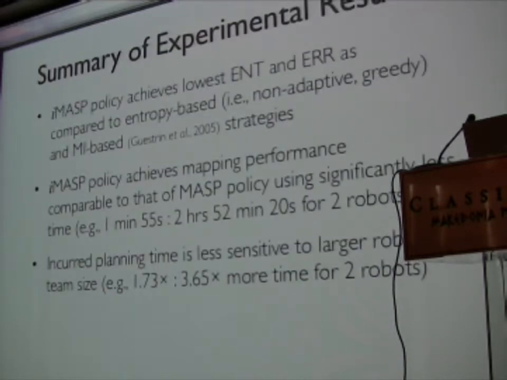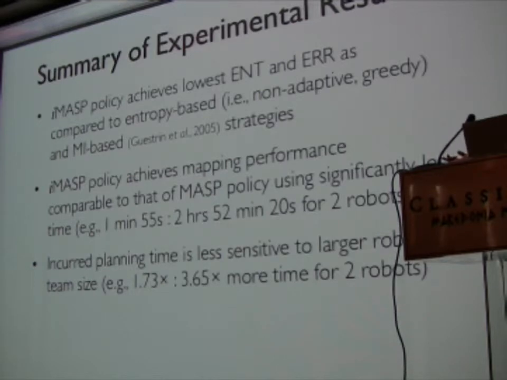So the summary of the results: the IMSP policy achieves the lowest entropy and the lowest error as compared to entropy-based techniques such as the non-adaptive and the greedy ones, as well as the mutual information-based strategy in that reference. Secondly, it can achieve mapping performance comparable to the MESP policy, which is the one with the mean squared error criterion, using significantly less time.